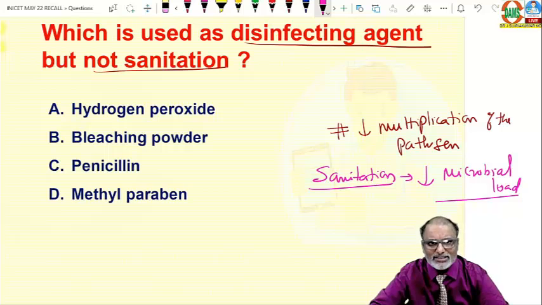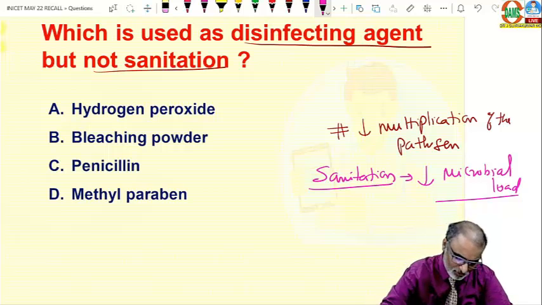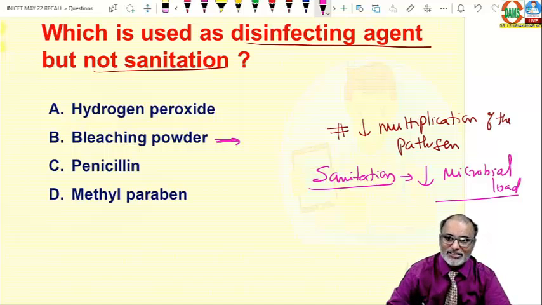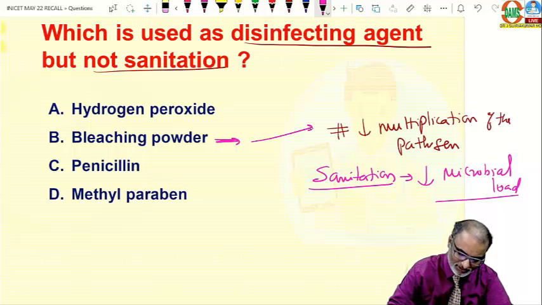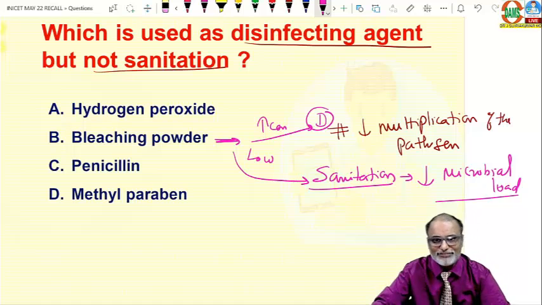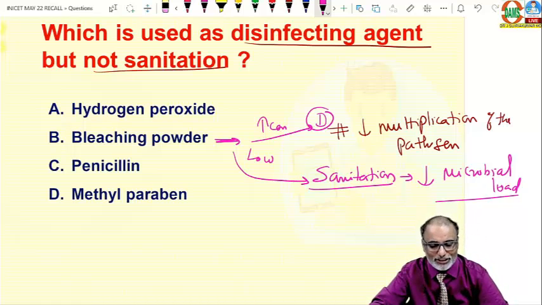Got it? Among these agents, if we go for bleaching powder in high concentration, it acts as a disinfectant. In low concentration, it acts as a sanitizing agent. Household bleach, we call it calcium or sodium hypochlorite, in different concentrations. In low concentration, it acts as a sanitizing agent. So it comes under both categories. We can't say disinfecting and not sanitation.